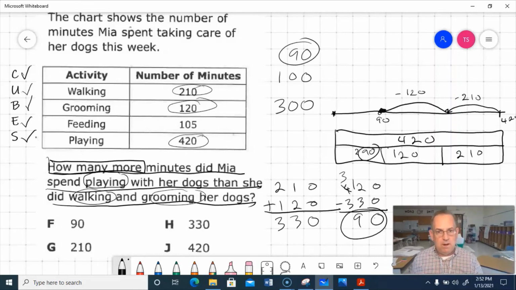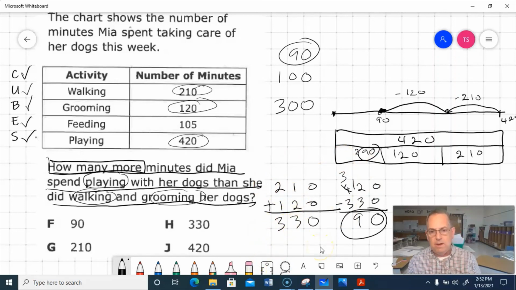So we did it a few different ways here. We actually used mental math to do it. We used a number line to work it out. We used a strip diagram. And we used just plain computations. We could have done it one other way. We could have subtracted twice, but I kind of ran out of space here.